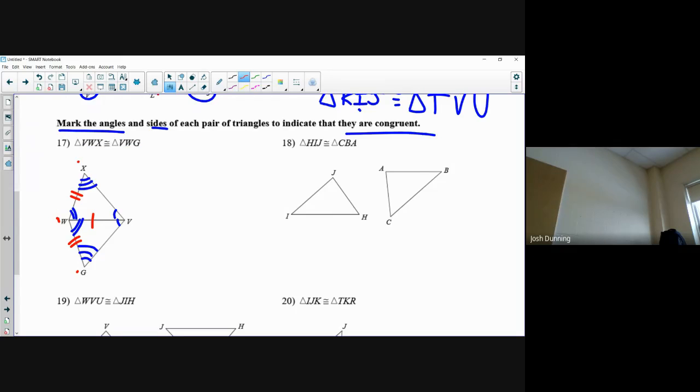And then, it's just the other side, but the way you do that, skip that middle letter. So you get every possible combination. VX, there's V to X, and V to G.